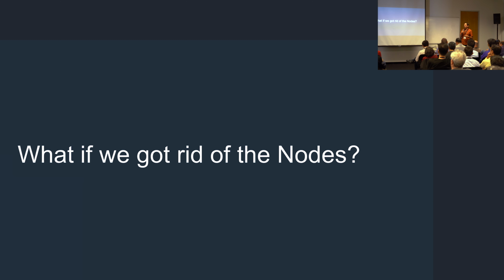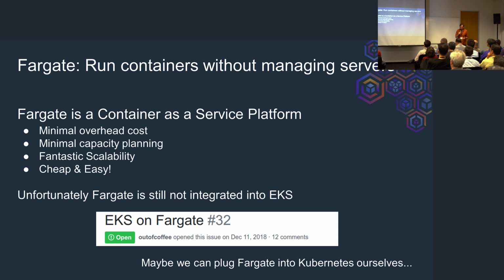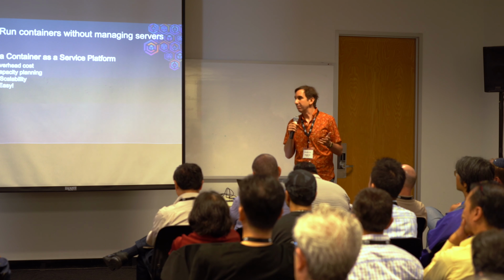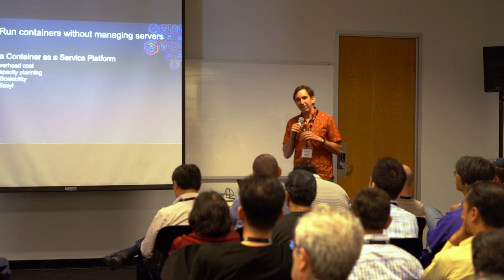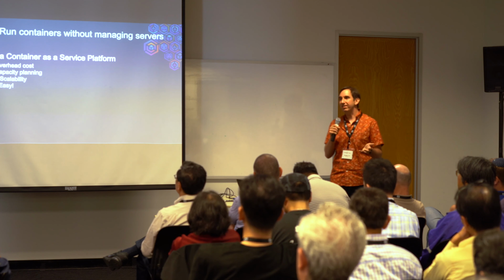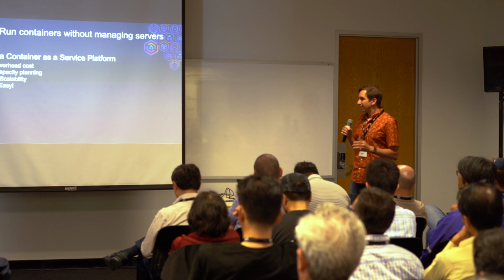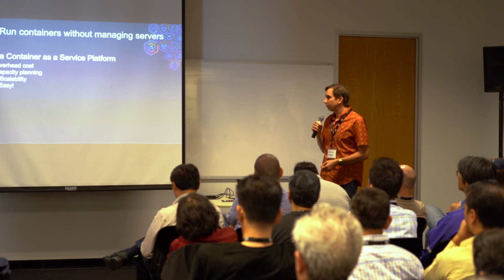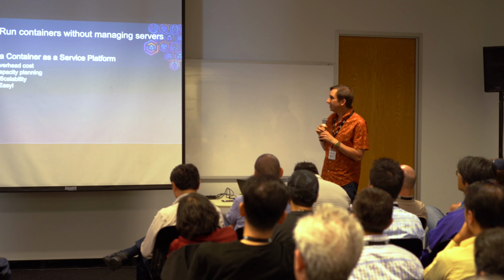But there's also Fargate. Fargate's great. It's a container as a service backend. You guys are probably familiar with it. And it has very low overhead cost. It doesn't require you to do any capacity planning. It has fantastic scalability. It's cheap and it's easy. If we could use this in Kubernetes, that would be great. It's AWS specific, but we're at AWS Community Day, so I take it we're all on AWS and happy.